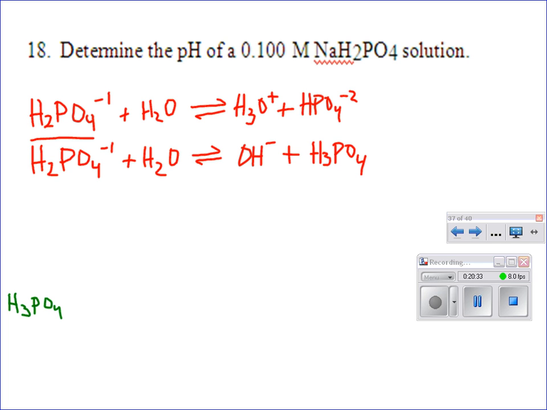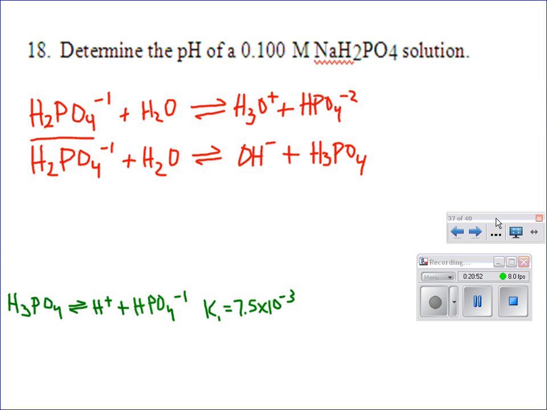H3PO4, when it first dissociates, makes H plus and H2PO4 minus. Make sure my charges are good again. When it gets late, I get crazy. And then if you can't read it, the K1 for this is 7.5 times 10 to the negative 3. That's the K1.